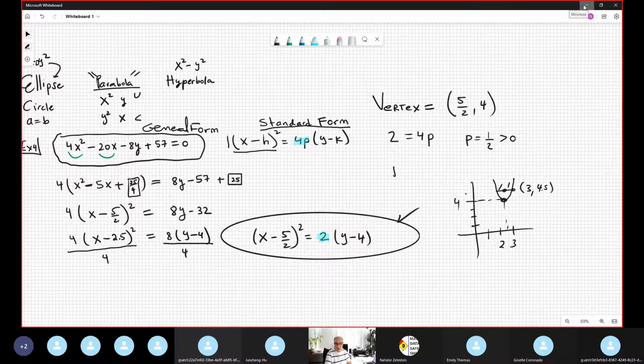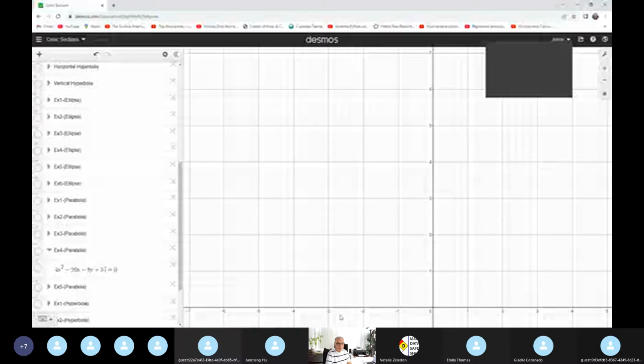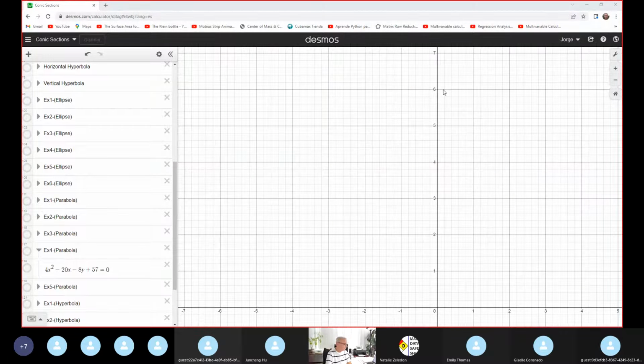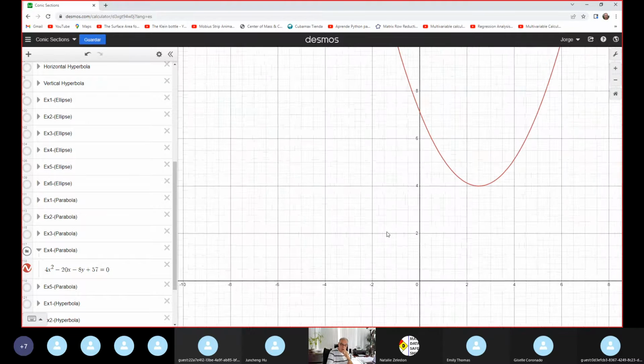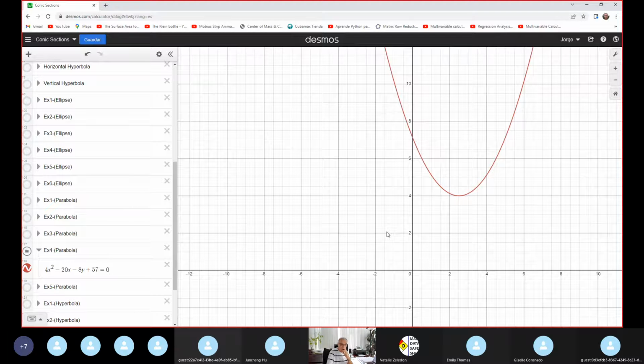The application that I sent to you, let me try to share the screen. Boom. You see that? Yes or no? Yes. Okay, now thank you. Okay, this is the parabola. Look at that. Boom. 4x squared minus 20x minus 8y plus 57 equals 0.